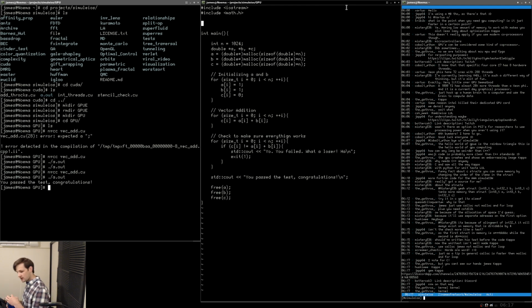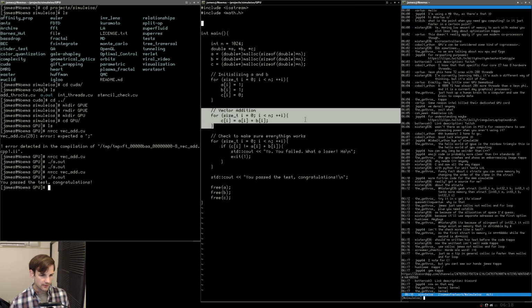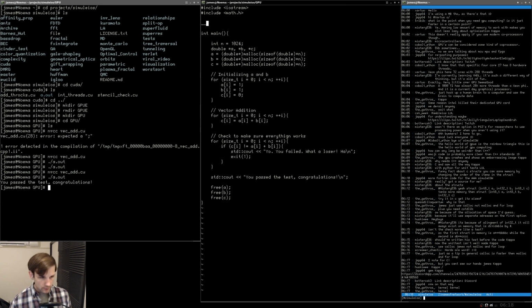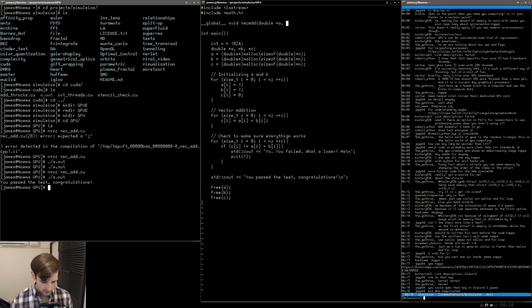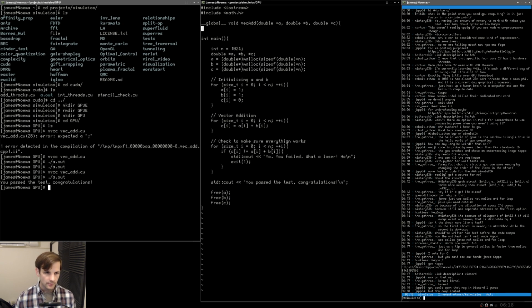Okay, so what I'm going to write now is this for loop right here on the GPU. Let's go ahead and do that. We start by doing global void vec add, and we're just going to read in double star A, double star B, and double star C. A couple notes here. First is that this guy right here is called a global.